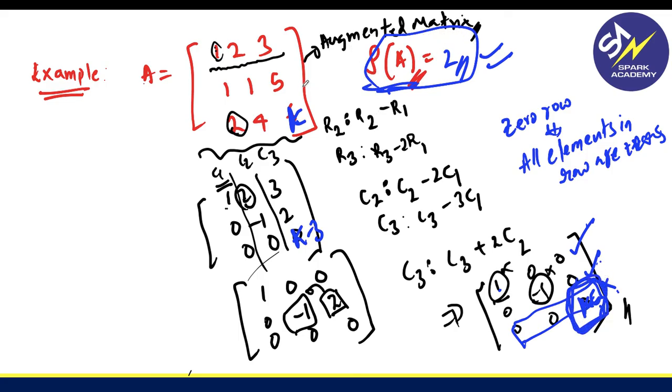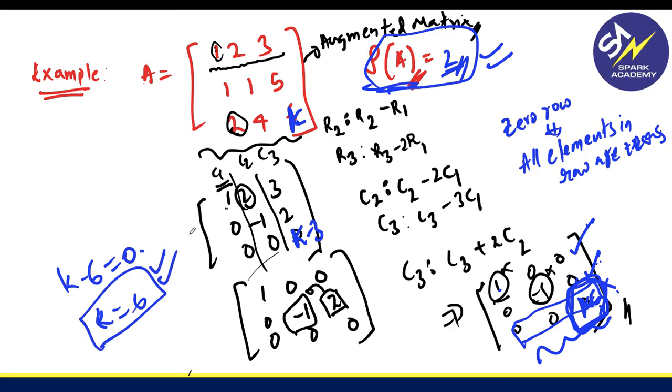Reverse logic is what? Number of rows are 3. They give rank as 2. That means one of the rows is 0. So obviously the last row only can be 0. So K minus 6 equal to 0, I can write K value as 6. So in this way, the rank based sums you can do very easily.